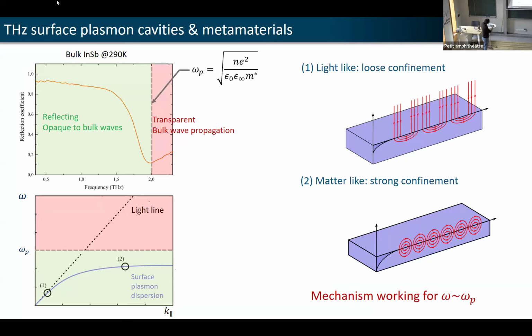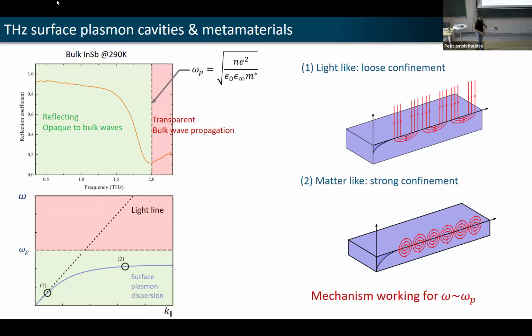So this mechanism only works if you really want to confine the field, both along the interface, for the K parallel, but also at the same time it squeezes across the interface. So it really squeezes the photons to very small mode volumes when you go into this area.